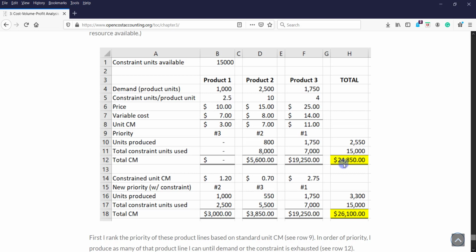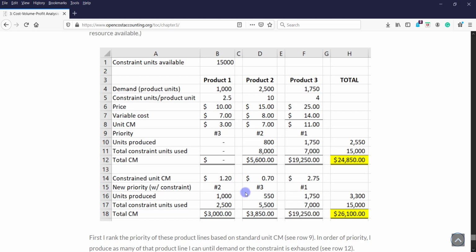Now, if we took into account the fact that they use different amounts of the constraint, and that is going to be what limits how many units we can meet of our demand for these different products, then we would come up with a different answer, which would maximize our contribution margin. So we're going to take unit CM divided by the constraint units per product unit. So we have $1.20, which is $3 divided by 2.5 constraint units per product unit for product 1. That's how many contribution dollars we get per unit of constraint used through product 1.